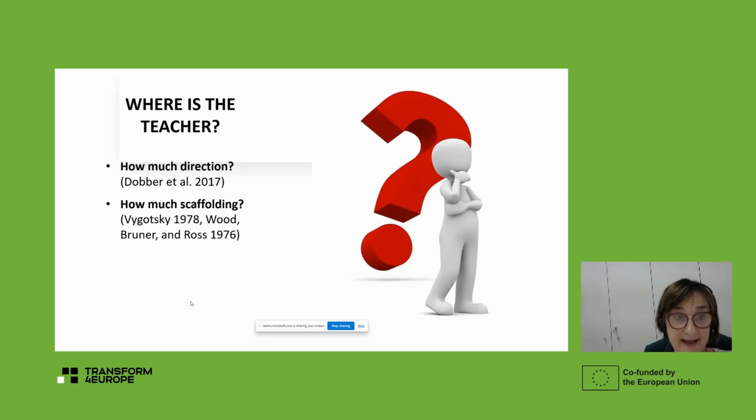Then the next question is, how much scaffolding? So how much support should be provided? Scaffolding, of course, means support. It is an interesting metaphor, and it also gives us the idea that this support should at a certain point be taken away, so that the students can do something independently. What does this mean in practical terms? It means that providing more support and guidance at the start is a good idea, but then gradually we have to take this support away so that the students can do it independently for themselves.